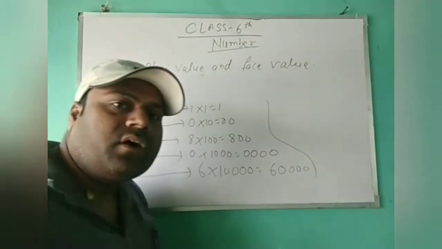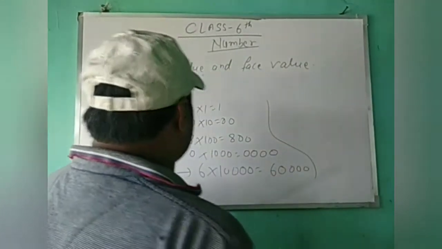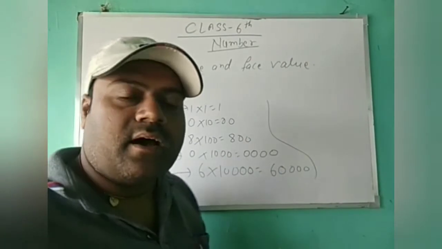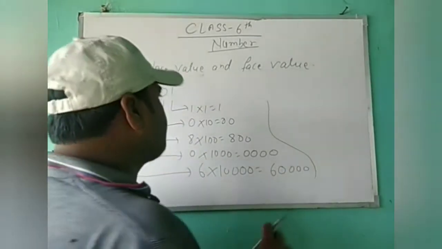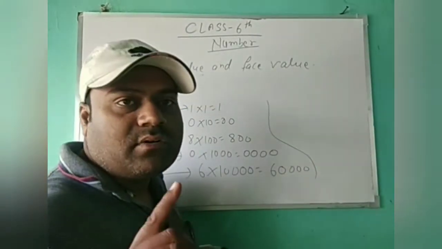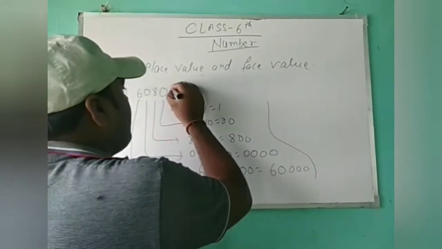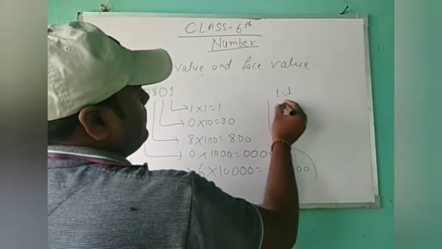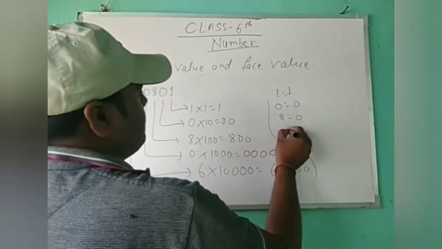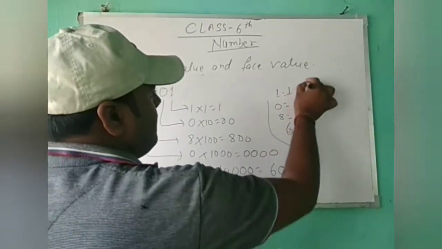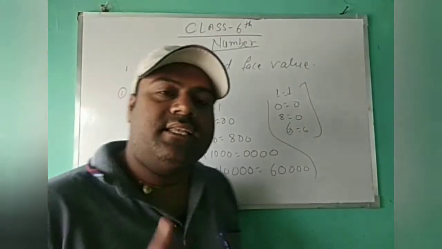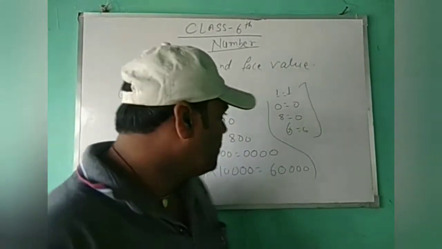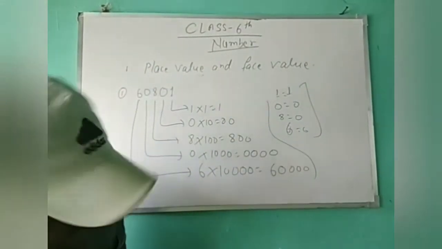And we talked about face value. So dear, face value is always the same. Suppose that we have to find out the face value of 1. So the face value of 1 is 1. 0 is 0, 8 is 8 and 6 is 6. So face value will always be the same. So next one we will see.